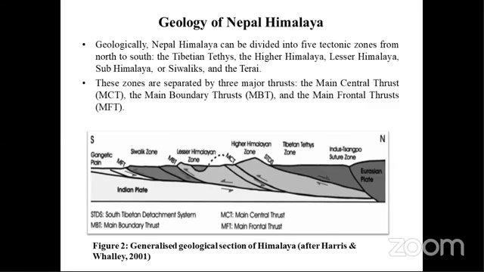And all these zones of the geology are separated by thrusts. Between Indo-Gangetic plain and Siwalik zone, there is a main frontal thrust or Himalayan frontal thrust. And between Siwalik zone and lesser Himalayan zone, there is a main boundary thrust, and between lesser Himalayan zone and higher Himalayan zone, there is main central thrust. And higher Himalayan zone is separated from Tibetan Tethys by South Tibetan Detachment System, that is STDS, which is shown in the general map.